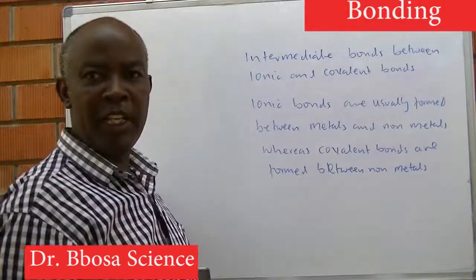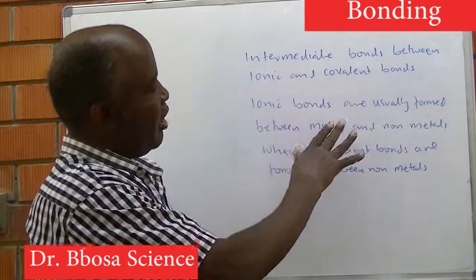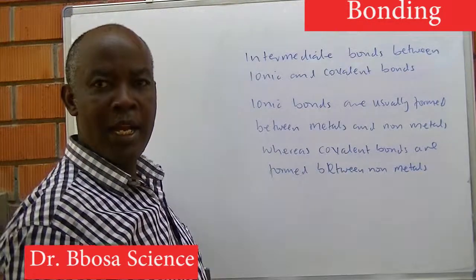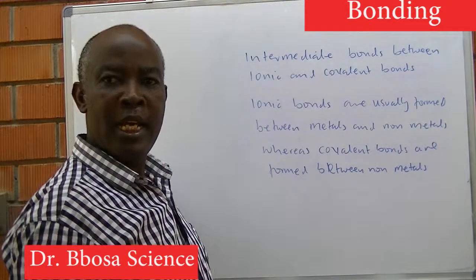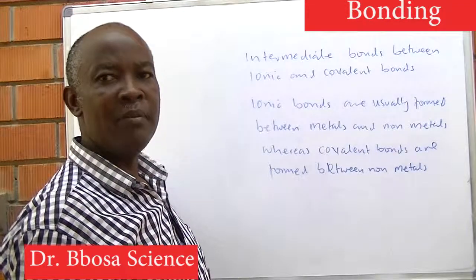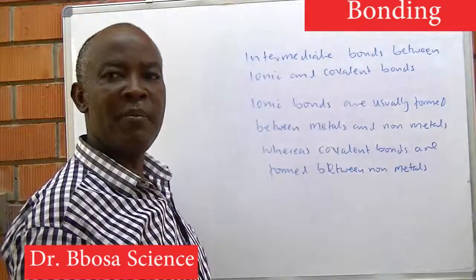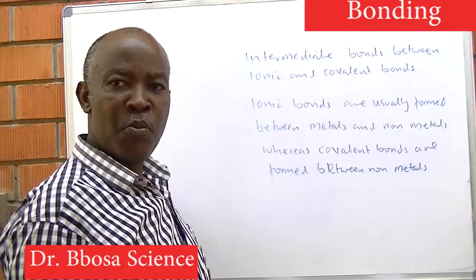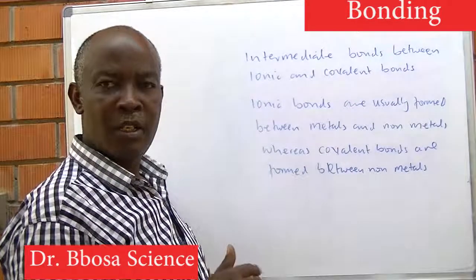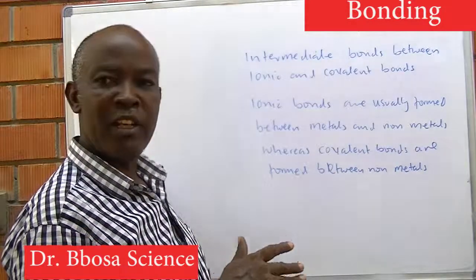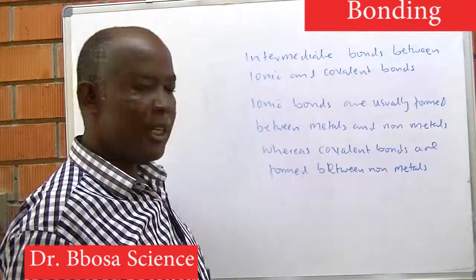Intermediate bonds between ionic and covalent bonds. Ionic bonds are usually formed between metals and nonmetals, whereas covalent bonds are formed between nonmetals. However, you may find that compounds formed between metals and nonmetals may have properties similar to those of covalent compounds, and those covalent compounds may have properties similar to those of ionic compounds.